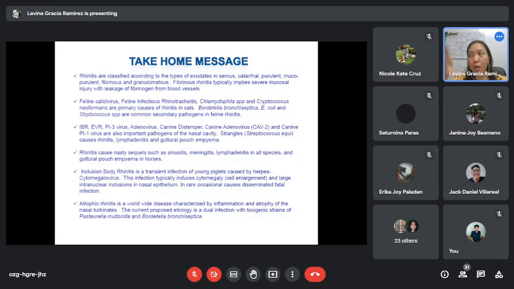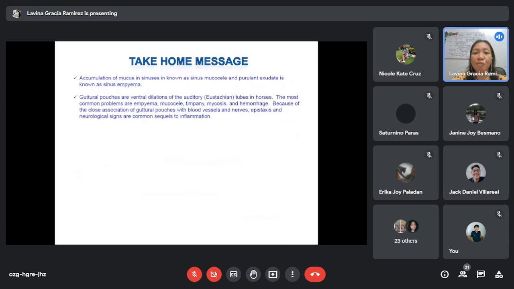Other than that, for the non-infectious conditions, there is accumulation of mucus in these cavities, which is termed mucocele. If it is purulent exudate or abscess, collected in the sinuses or some part of the nasal cavity, that is empyema. I also mentioned the guttural pouch as a particular structure found in horses, and we mentioned earlier the important sequelae or consequences of severe guttural pouch problems or inflammation.